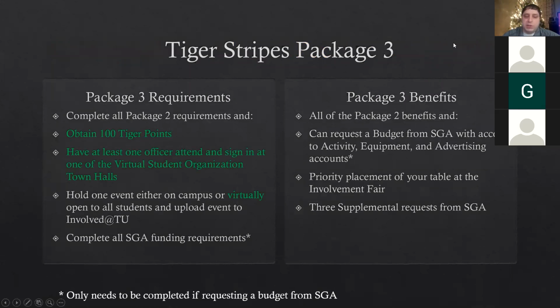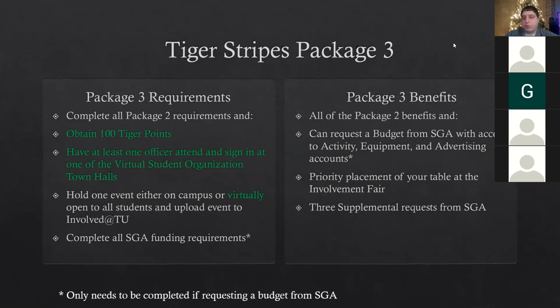All right, Tiger Stripes package 3. For this, you have to complete all the package 2 requirements. Tiger points, obtain 100 points. This isn't 100 plus 50, it's just 100. Have at least one officer attend and sign in at one of the virtual student organization town halls, and then hold one event either on campus or virtually open to all students, and then complete all SGA funding requirements.